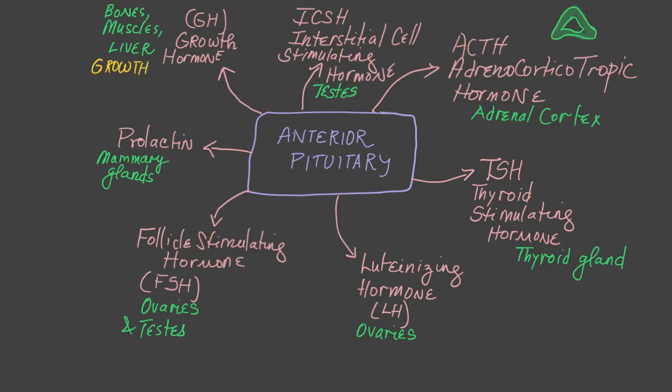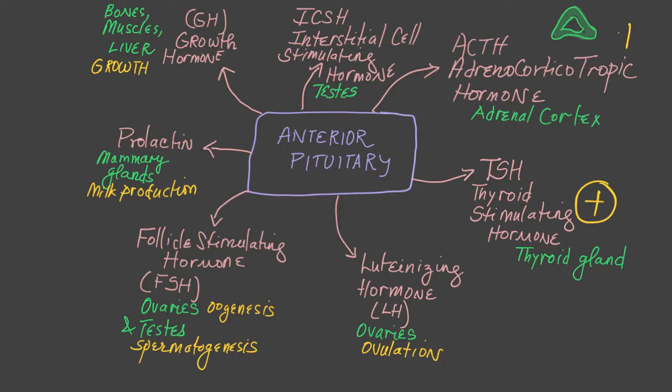As its name indicates, the growth hormone brings on growth. Prolactin helps in milk production. Follicle stimulating hormone, or FSH, is important for oogenesis in females and spermatogenesis in males. Luteinizing hormone brings on ovulation in females. The TSH stimulates the thyroid gland. ACTH stimulates the adrenal cortex, and the ICSH stimulates the testes.